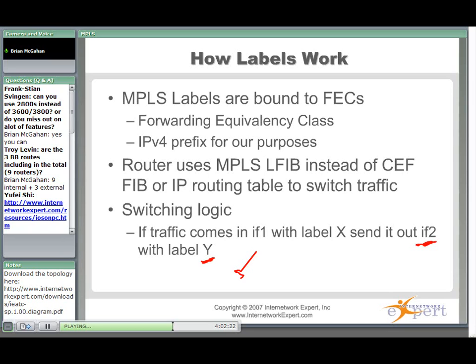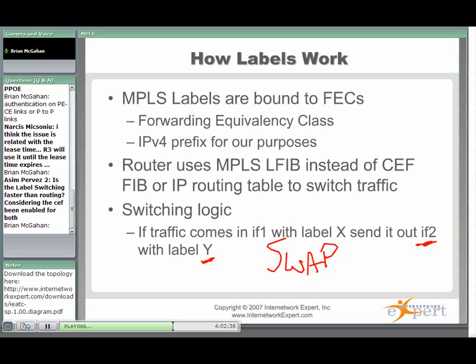Again, what these labels allow us to do is this: when we receive a packet, if it comes in interface 1 and has label X, we consult the label forwarding information base, which is the label forwarding table. The label forwarding table tells us that if it came in with label X on interface 1, we send it out interface 2, but we switch the label and change it to Y. This is known as a label swap process. So when we take a label in and change it to a different label as it goes out, that's a swapping process.